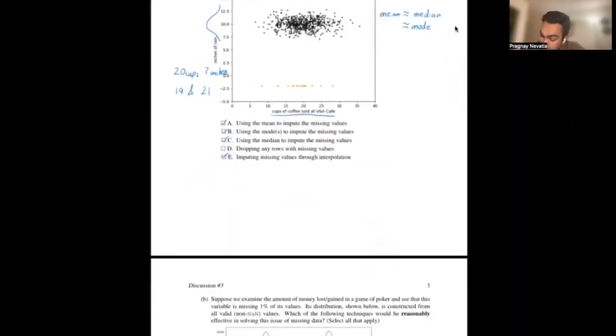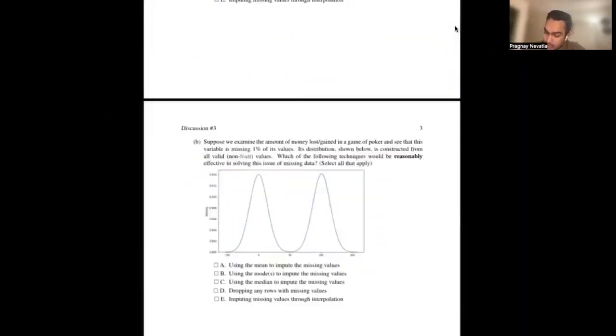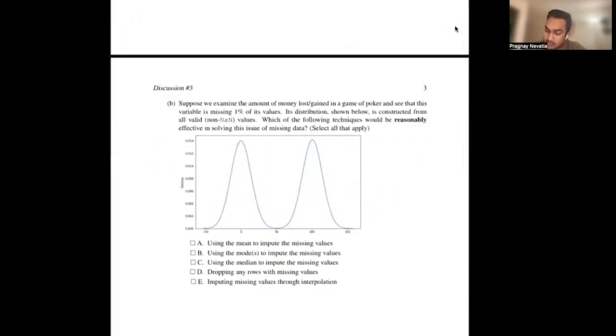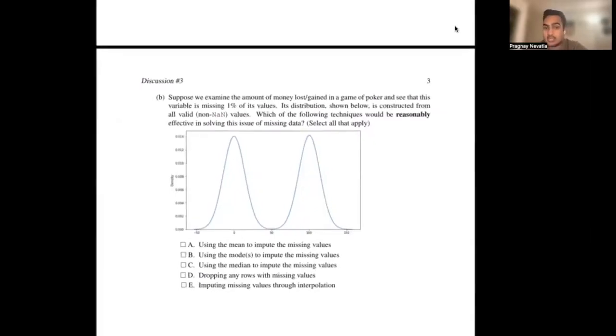Okay, so let's look at another distribution. Here we are examining the amount of money lost or gained in a game of poker, and in this case we are missing 1% of the values. Which of the following techniques would be reasonably effective in solving this issue of missing data?